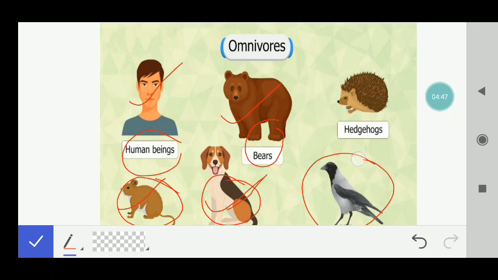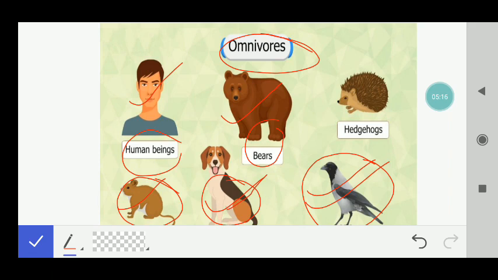Next is crows. Crows can eat seeds, fruits. Crows can eat small worms and small insects. Crows can eat dead animals also. So crows are also omnivores. So all these are the examples of omnivores. From these examples, it is clear that omnivores are the animals that eat both plants and flesh of other animals.